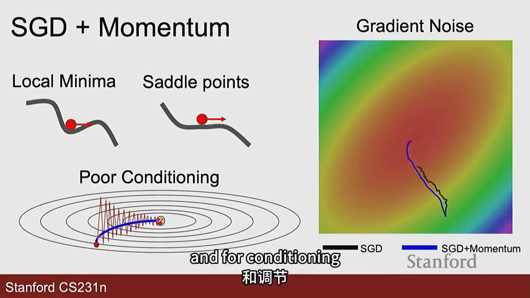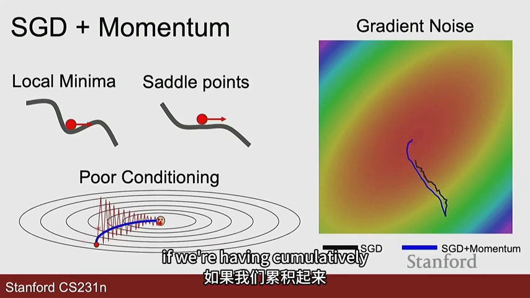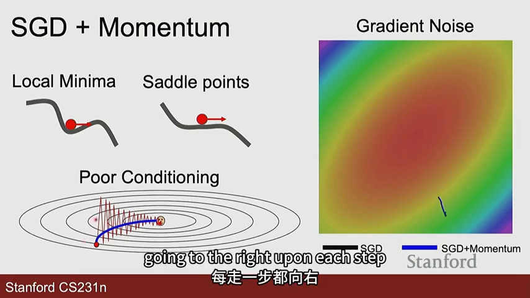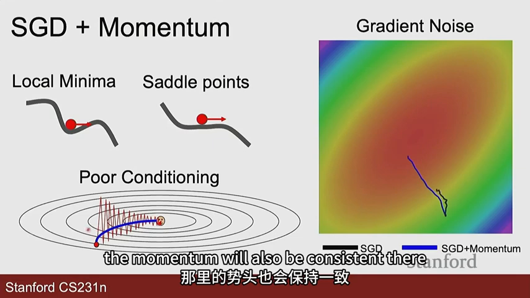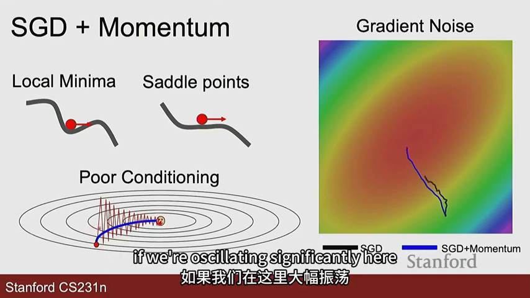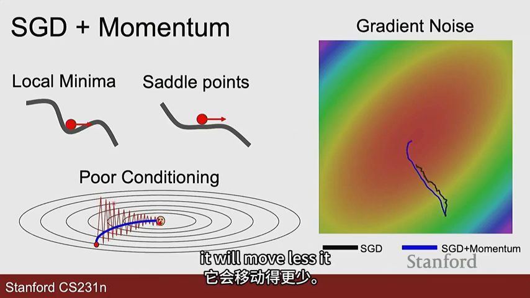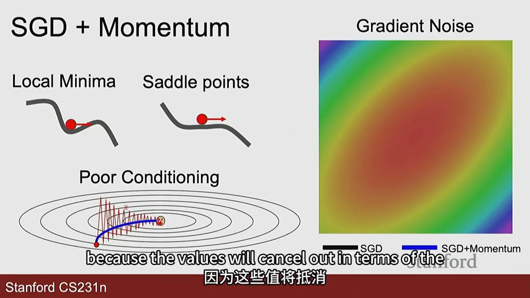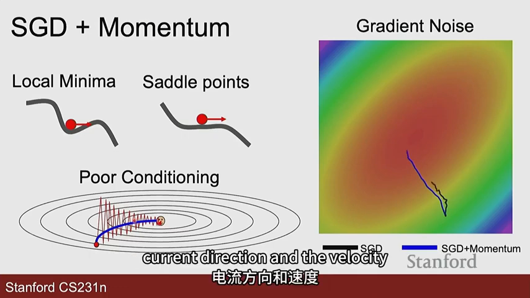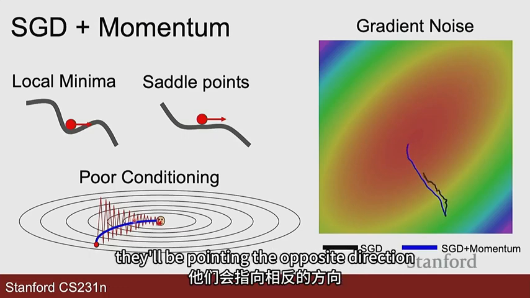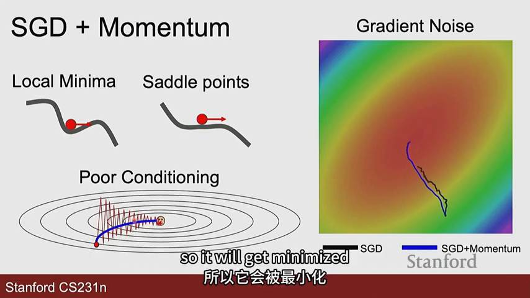And with poor conditioning, if we're going cumulatively to the right upon each step, the momentum will also be consistent there and build up. And then if we're oscillating significantly here, it will move less in that direction because the values will cancel out in terms of the current direction and the velocity. They'll be pointing in the opposite direction, so it will get minimized.